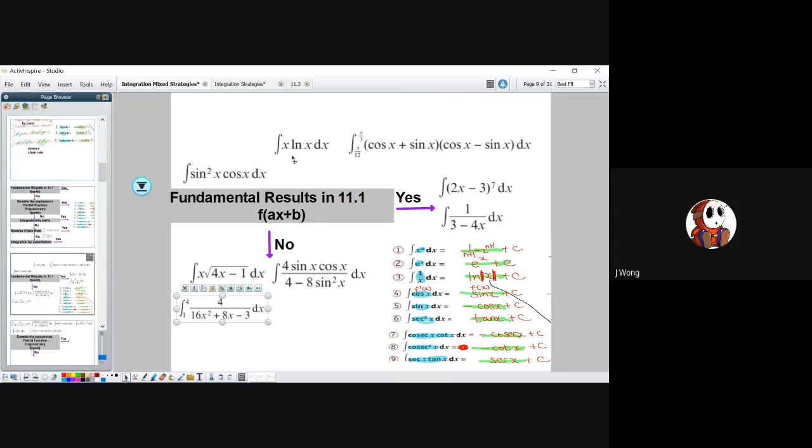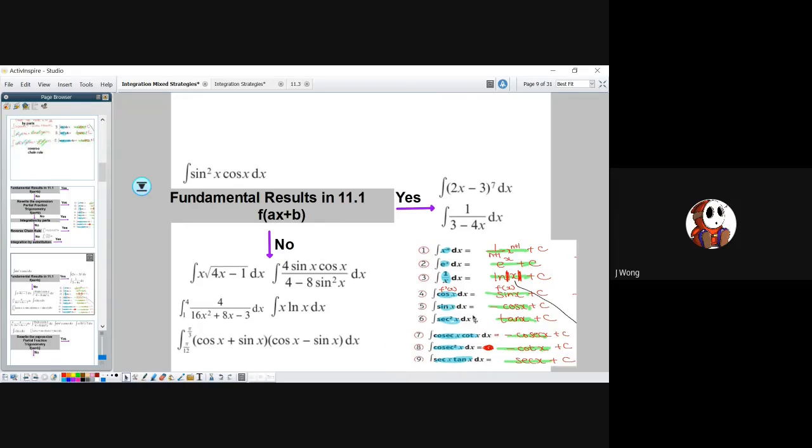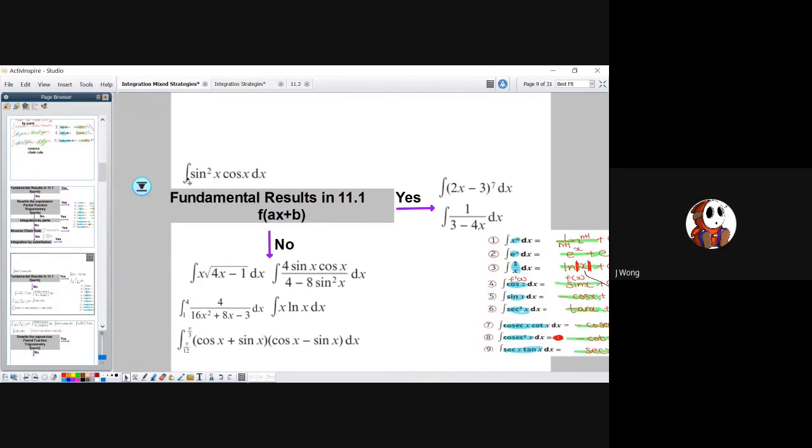Okay, the ones that we have with products are all trigonometry functions, so no, this is not a fundamental result. For that one, it's too complicated to fit these directly, so no. And finally, yes, this is trigonometry, but these are not those reciprocal functions, so you cannot apply the fundamental results, these 9 ones. So let's bring that forward to the next step.